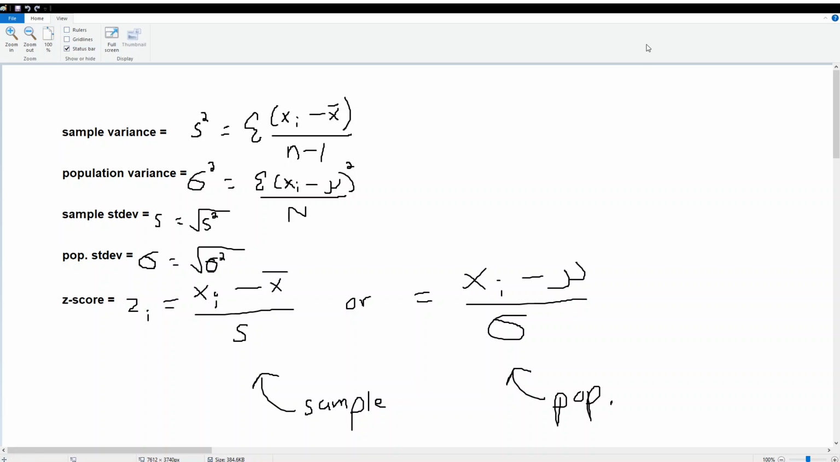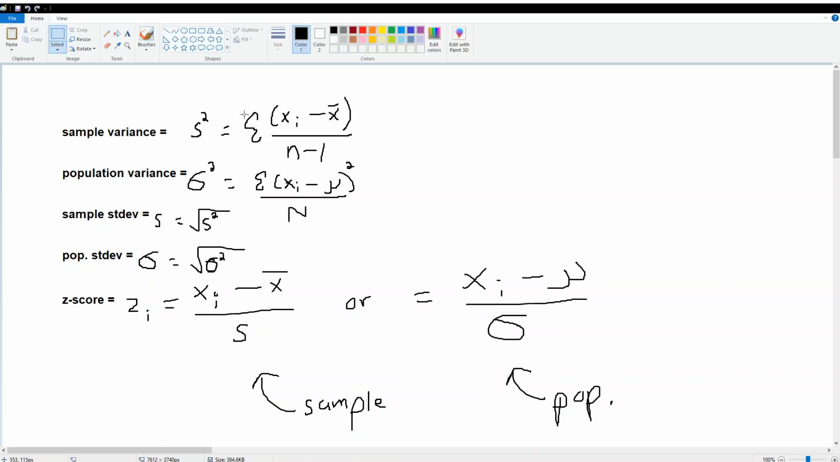All right. Today we are going to continue on with the back end of Chapter 2. We're going to focus on measures of spread and the shapes of distributions. So the primary measures of spread are variance, standard deviation, and something that we call a z-score.